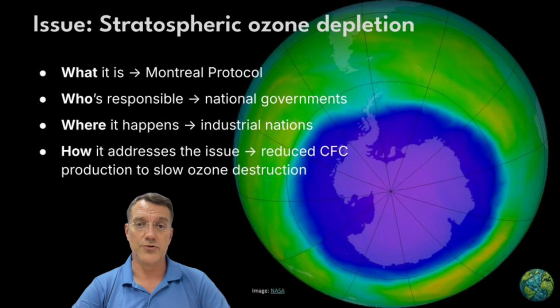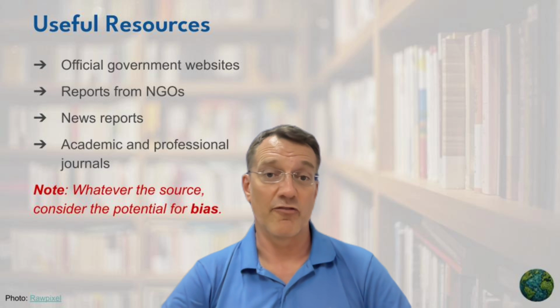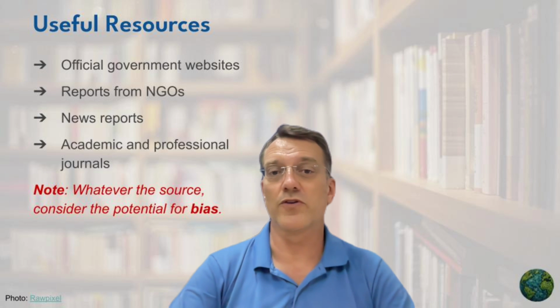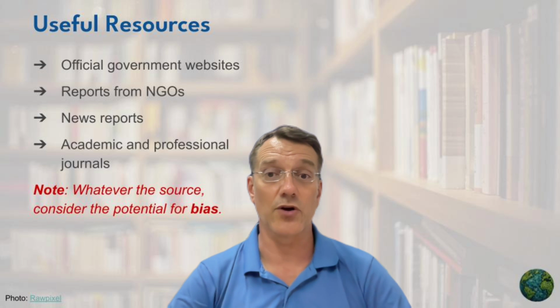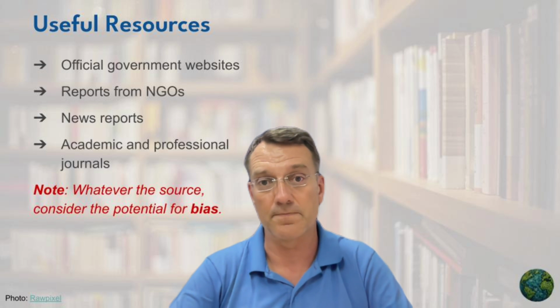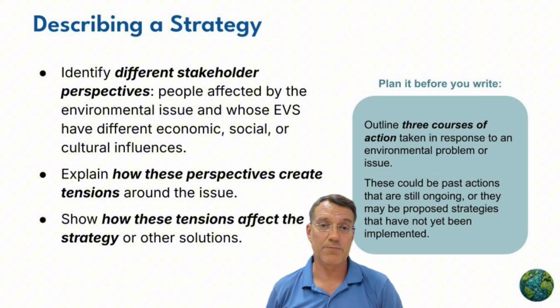Whatever strategy you choose, make sure you can find reliable information about it. You'll need to explain what the strategy involves, who's responsible for it, where it's being implemented, and how it addresses the environmental issue. Government websites, environmental organization reports, news articles, and academic publications are all good sources for this kind of information. The more specific and detailed your description, the stronger your Criterion B is going to be.